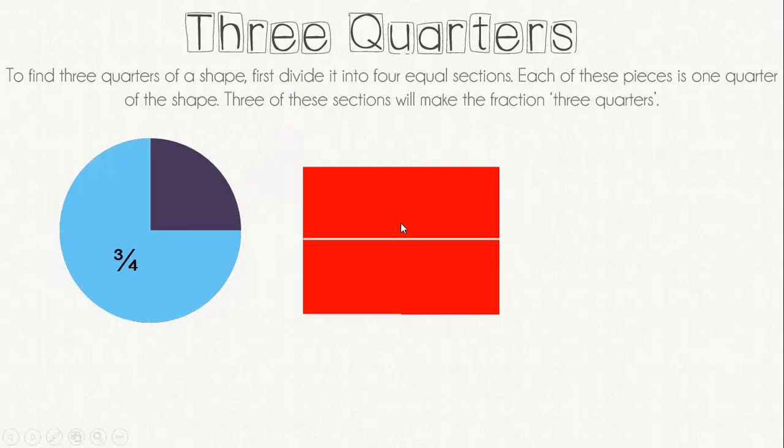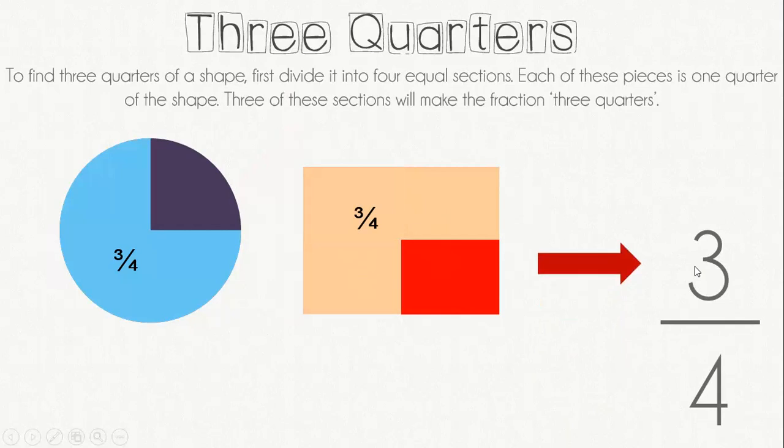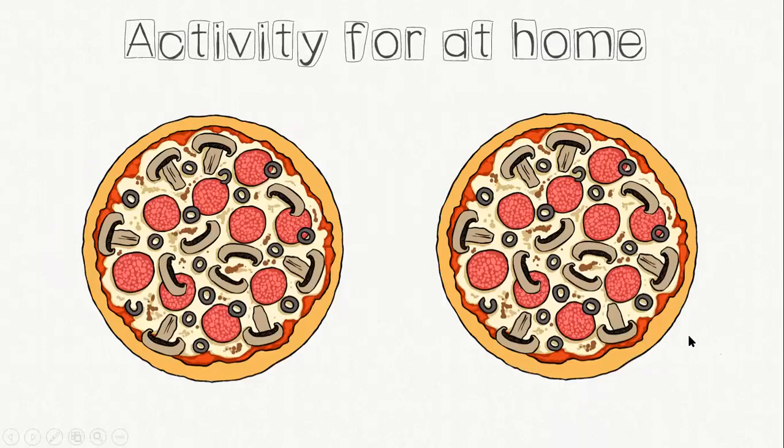Let's look at this rectangle. Let's cut it into 4 equal parts. Count 3 of the 4. It leaves us with 3 quarters, 3 over 4. So 3 parts, which is our numerator, of the whole. So there are 4. It's been cut into 4 pieces, which is our denominator. So 3 over 4, that fraction is called 3 quarters.